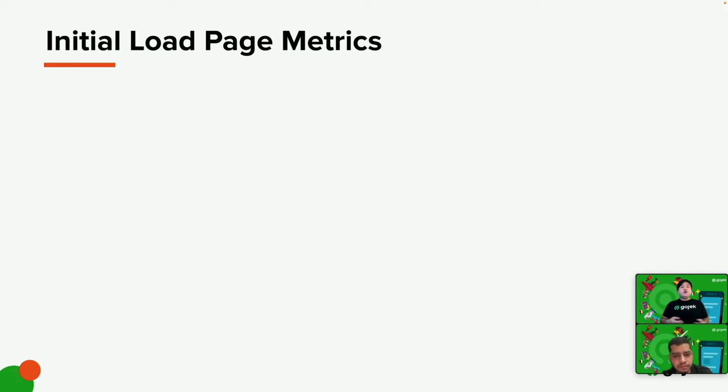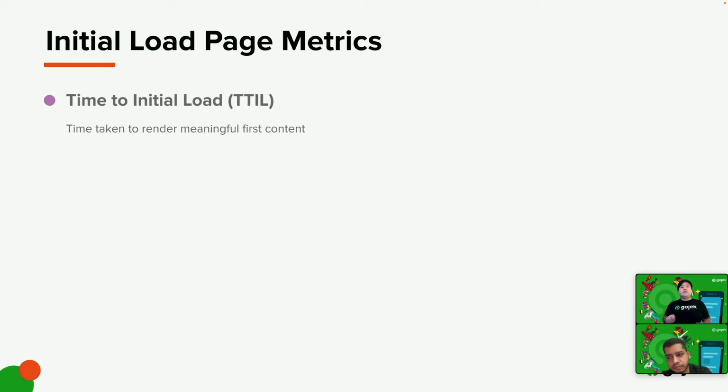So, how do we define initial page load time? It is the amount of time taken for a screen to render the content and become interactive to the user. It starts when the user navigates to the screen. We call this time to initial load, TTIL. We can also break down the TTIL into several granular metrics.